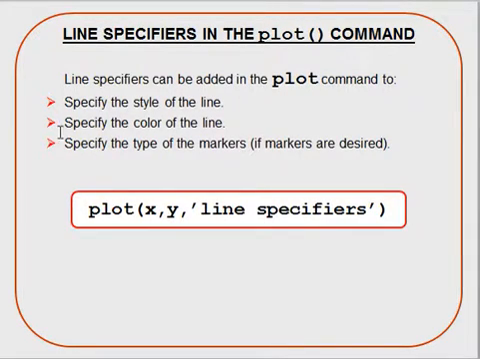Line specifiers in the plot command. One of the first ways to gain control over the appearance of a MATLAB plot is through specifiers. Line specifiers allow you to control the style of the line, such as solid, dashed, dotted, or dash-dot, the color of the line, and the type of marker that will be placed at each XY pair location.